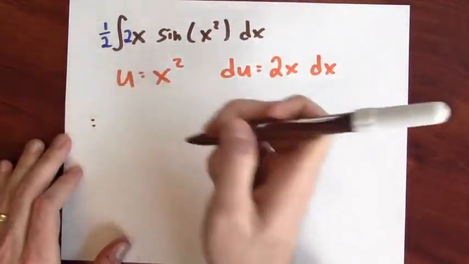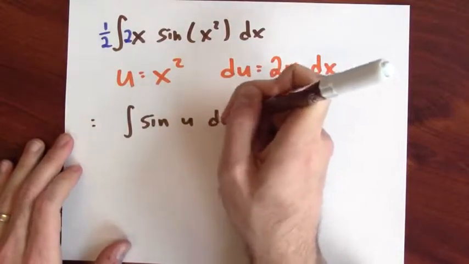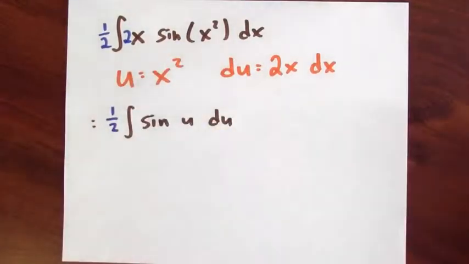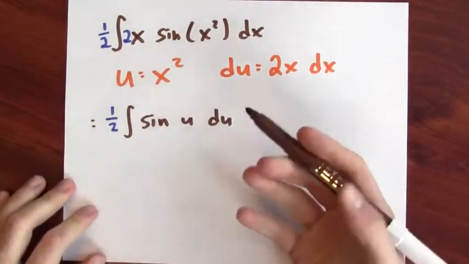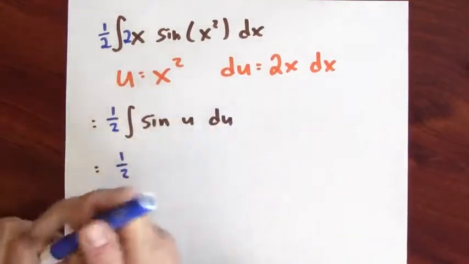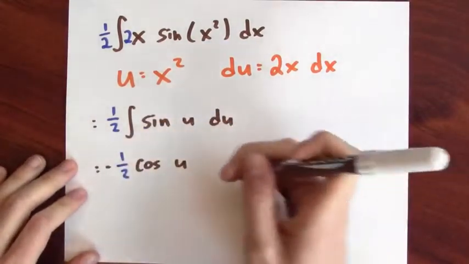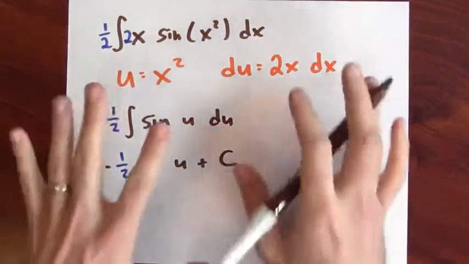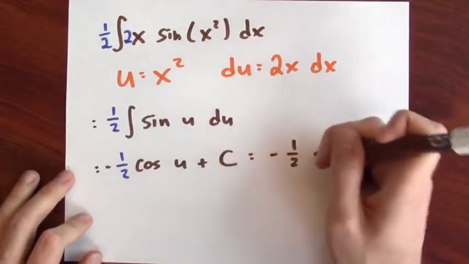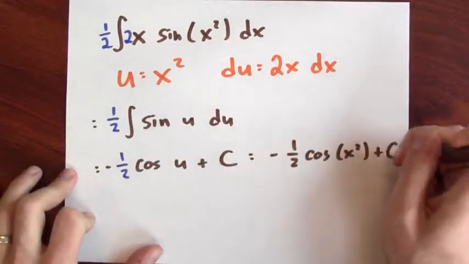So this antidifferentiation problem is the same as sine u du, and I've got to make sure to include that 1/2 on the outside. But now I know an antiderivative for sine of u, right, is negative cosine. So I've got 1/2, and then an antiderivative of sine of u is negative cosine plus c. But I don't want my answer to be in terms of u, so I'll rewrite this as negative 1/2 cosine of u, which is x squared, plus c.